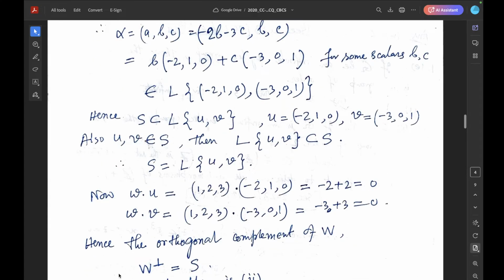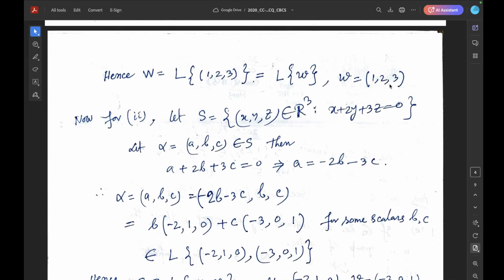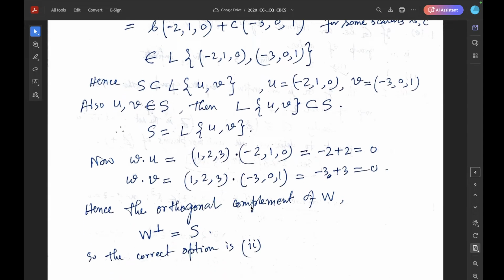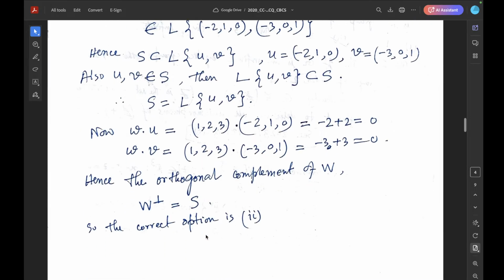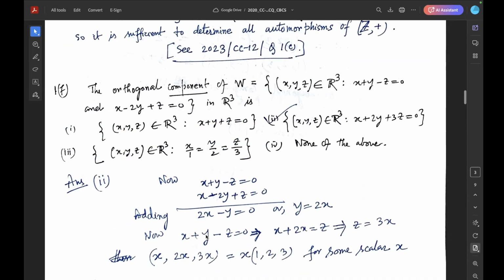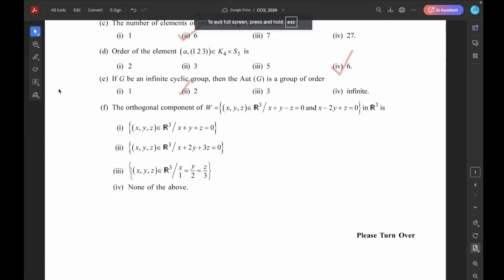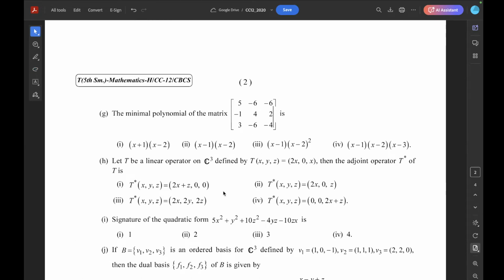Now W dot u, where W is equal to (1, 2, 3), this vector (1, 2, 3) dot u equal to (minus 2, 1, 0). So this is equal to 0, and W dot v is also 0. Hence the orthogonal complement of W, that is W perpendicular, equals S. Hence the correct option is 2. Next question, G.